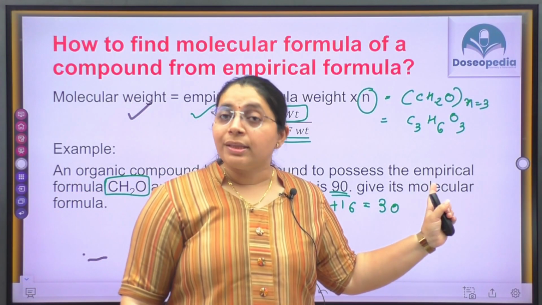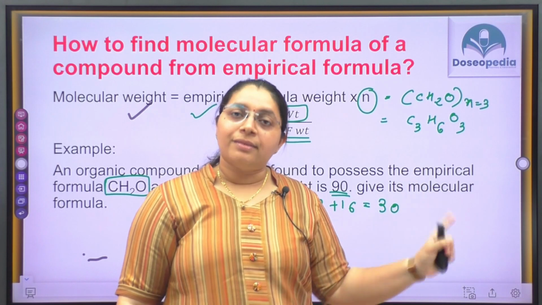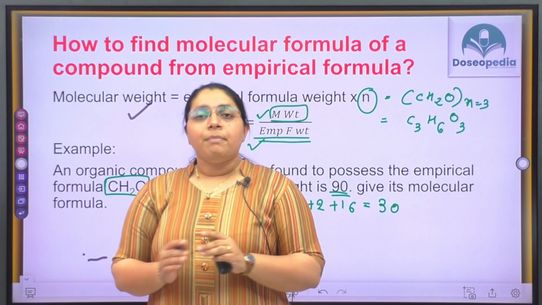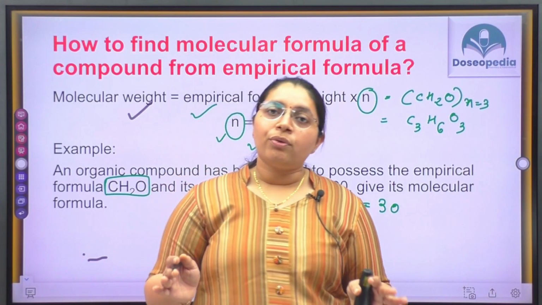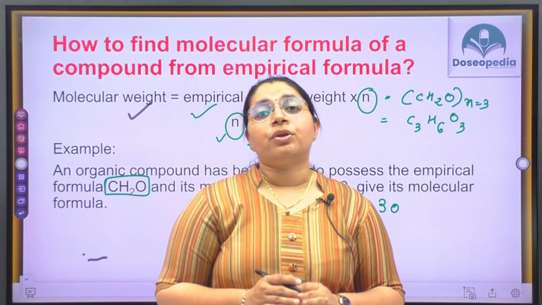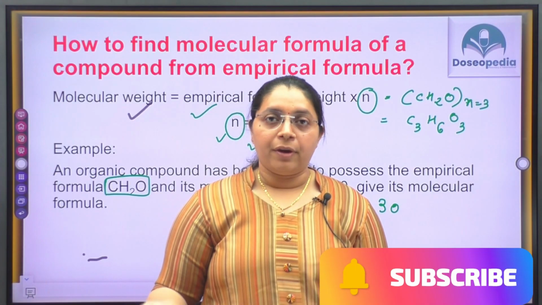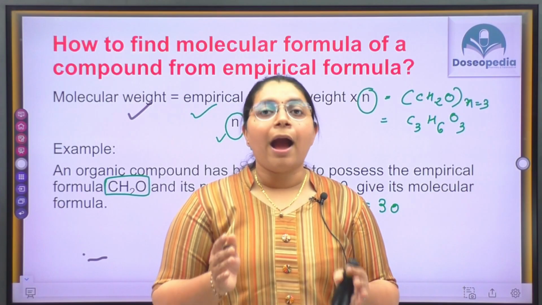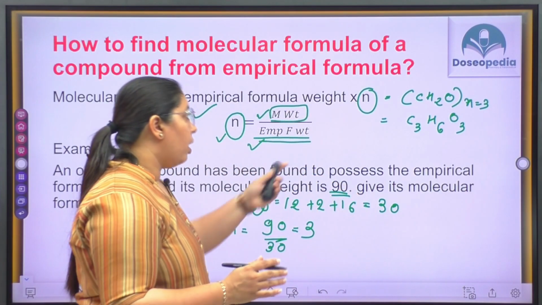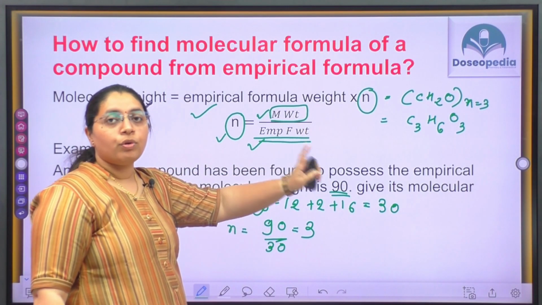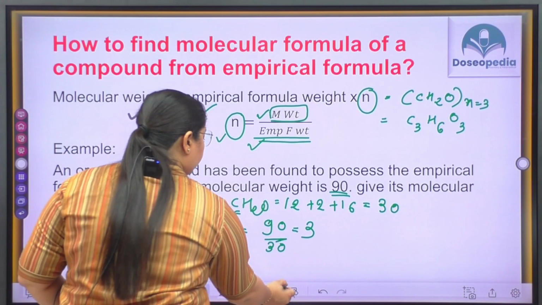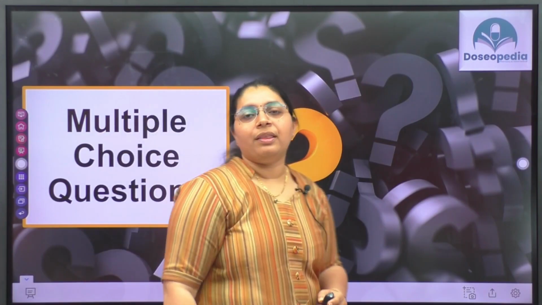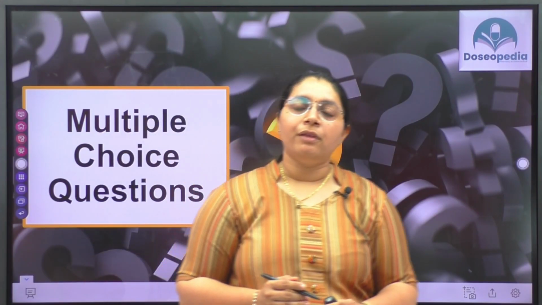But this is not a structural formula, students. This is the molecular formula. Why is it so? Because there are many compounds whose molecular formula is the same, but the structural formula will be different. So it will give you different compounds that are called isomers. Here it is the molecular formula only. Now we are done with the molecular formula and empirical formula.